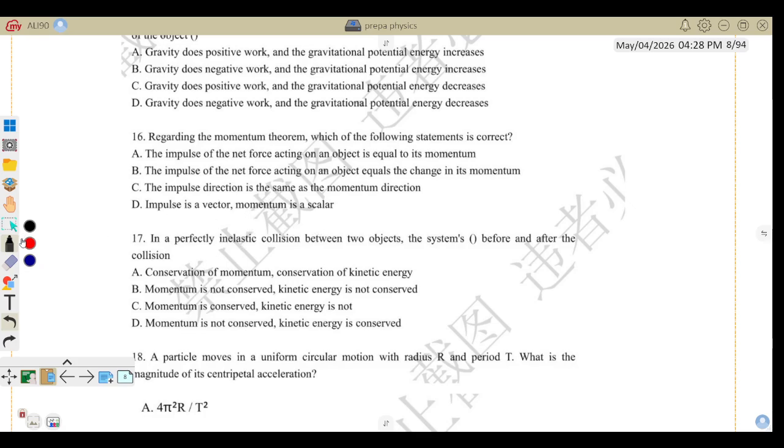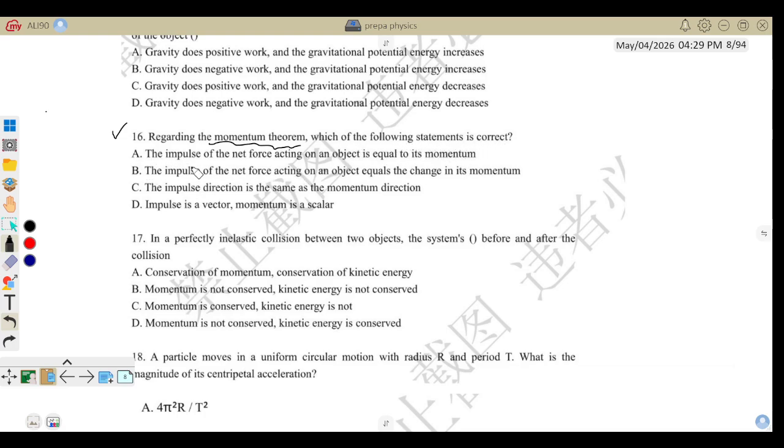So let's continue on our questions of this CSCA paper, or CSCA exam. We are at question 16. We have here regarding the momentum theorem. Which of the following statements is correct?